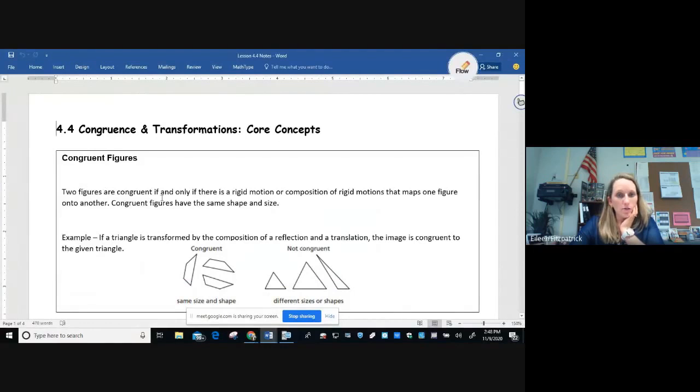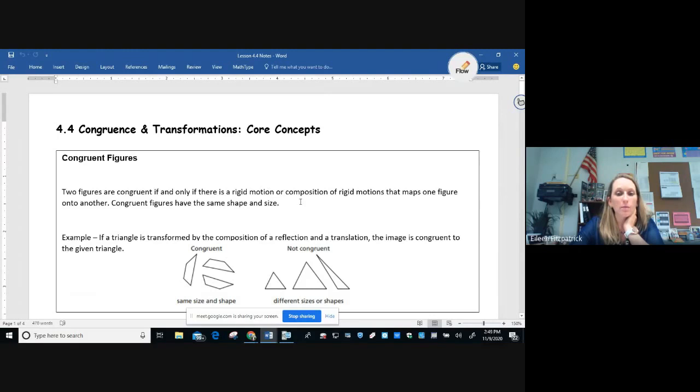Okay, so congruency and transformations. Congruent figures. Two figures are congruent if and only if there is a rigid motion or composition of rigid motions that maps one figure onto another. Congruent figures have the same shape and size. So since they have the same shape and size, that means that the distance is preserved and angle measure is preserved, which makes it a rigid motion or an isometry, okay?